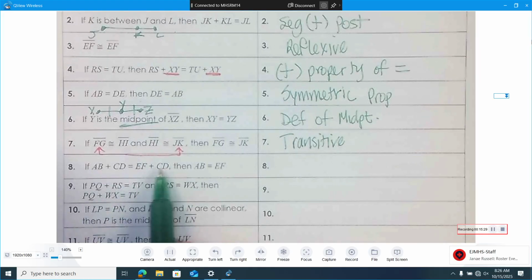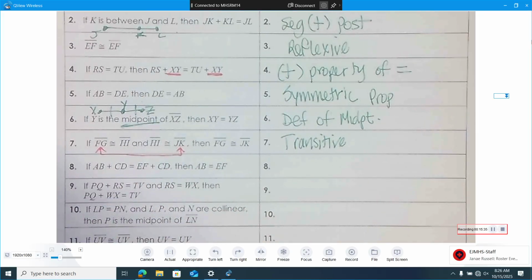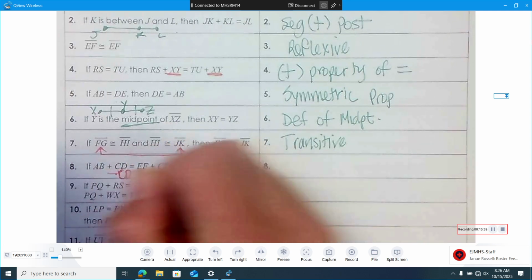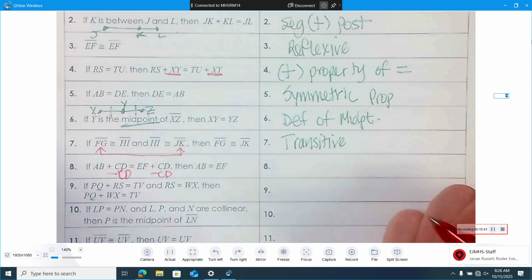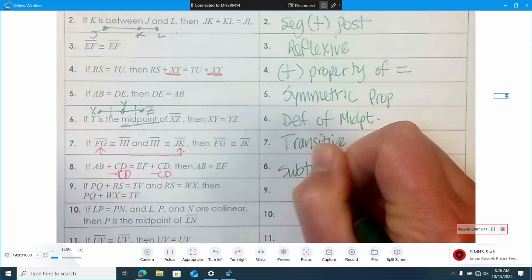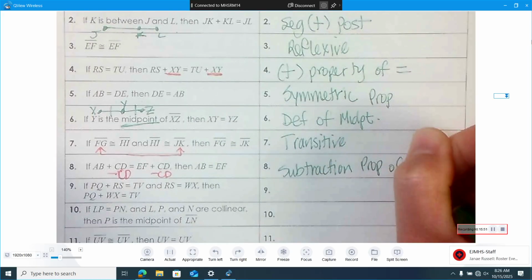All right, here on number 8, I have two segments, AB and CD, being added together, and that's equal to EF and CD. How come I can say AB is just equal to EF? What gets us there? Yeah, we could subtract CD from both sides and end up with this statement. That would be the subtraction property of equality.